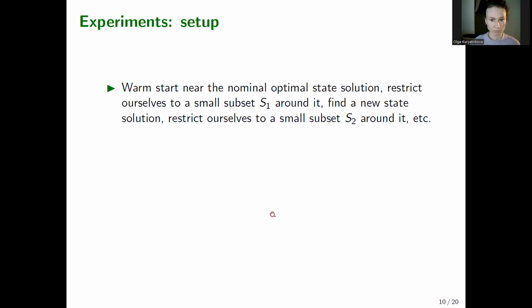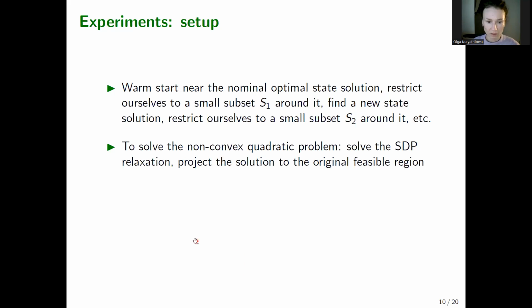If we now throw it into an ACOPF problem and see how it works. What we will do, we'll take the nominal solution, we will look only around it. If we can see something better, we'll find another solution, we will look around it until the moment when we cannot find anything better. So that's basically local. We don't try to go more global.